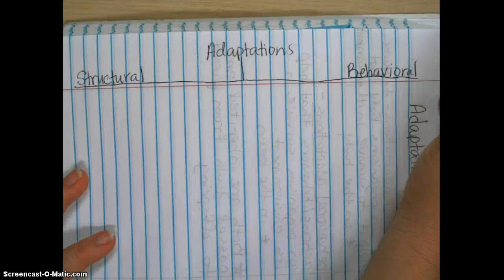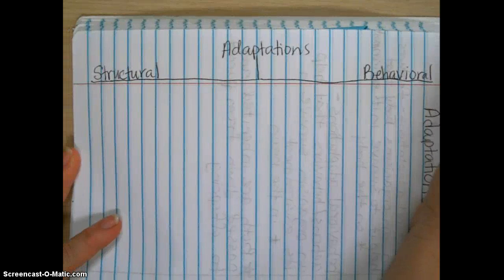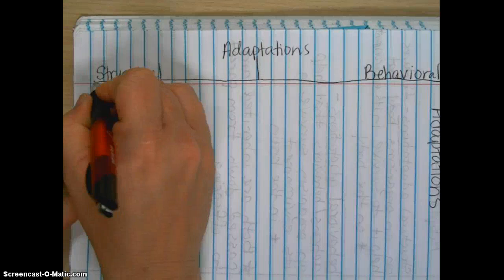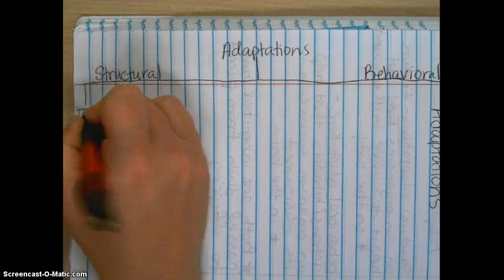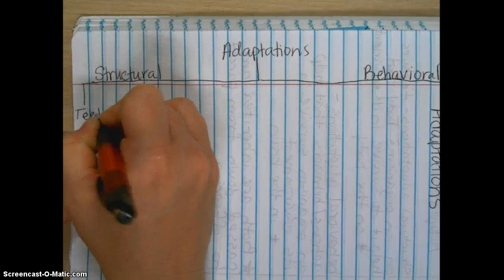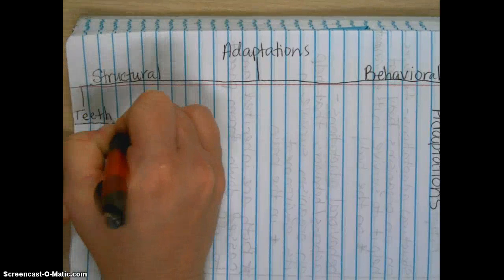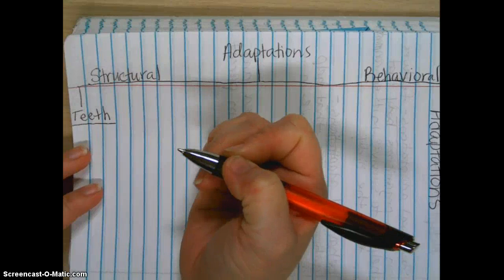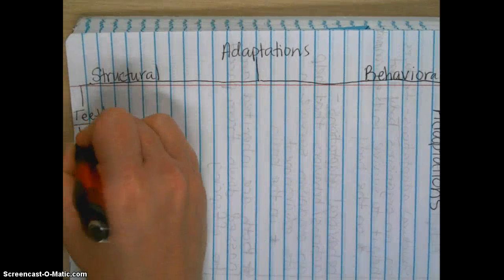So for structural adaptations, there are many, and we're only going to write down a few of the most important ones for fifth graders. So there are special adaptations that involve an animal's teeth. So teeth are structural adaptations. This would also include beaks.